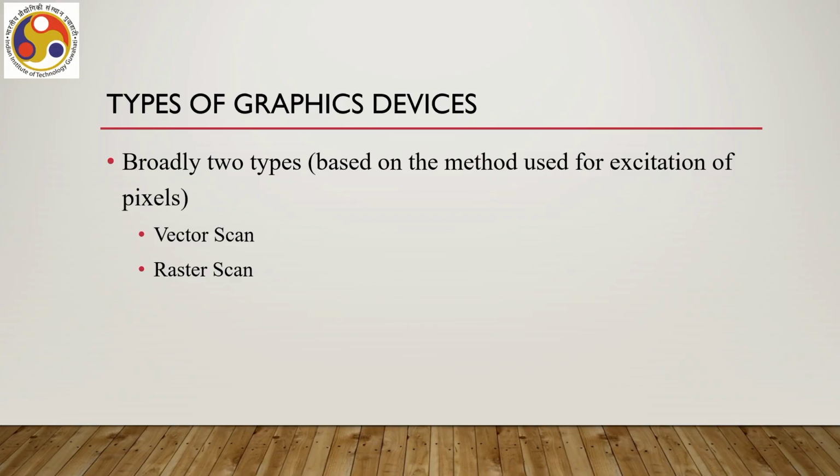Now, when we are talking of rendering, the rendering process can be thought of in two ways. So, there are broadly two types of rendering. Accordingly, we can say there are broadly two types of graphic devices. These types are determined based on the method used for excitation of pixels, how the pixels are excited. One is the vector scan device, the other one is the raster scan device.